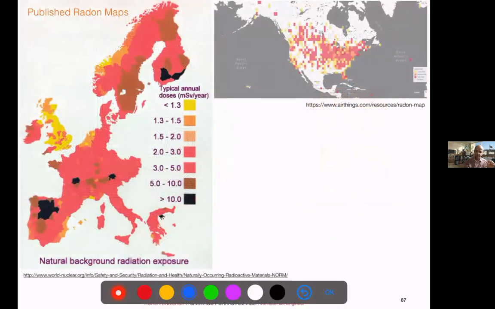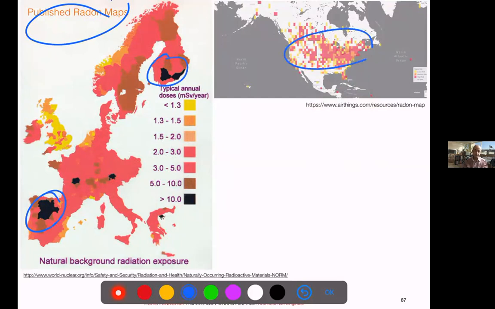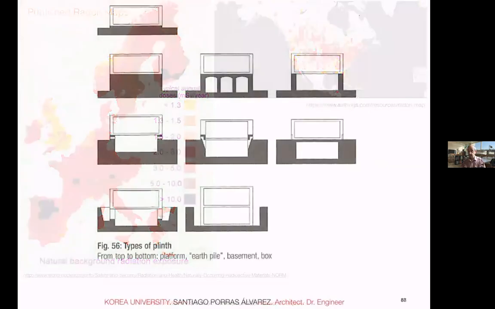We have published radon maps. You see, we have some areas of Spain which are really, really strong on that. Some areas in Finland, for example, it's a map of the states, and surely you have some map of radon estimation in Seoul. But this is one of the data you should get from the geological survey.